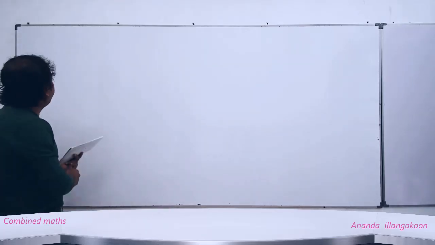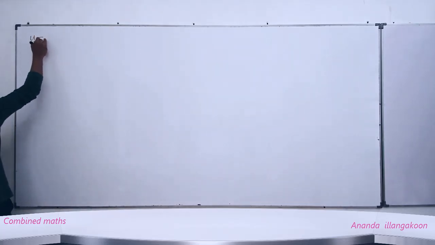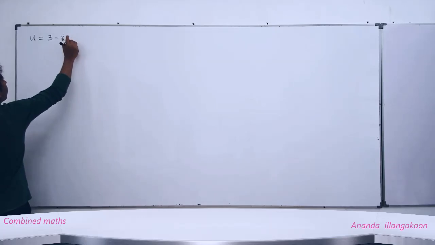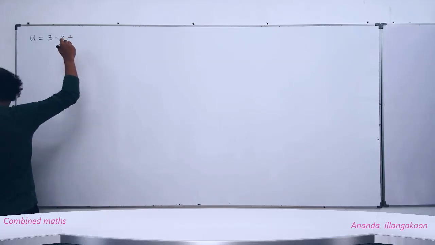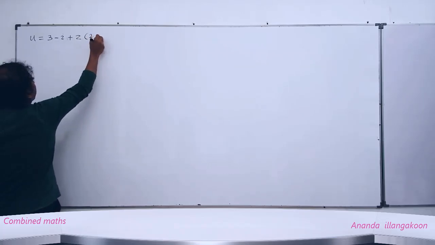Right. Now we proved that U equals 3 minus I plus Z times (2 plus 3I).